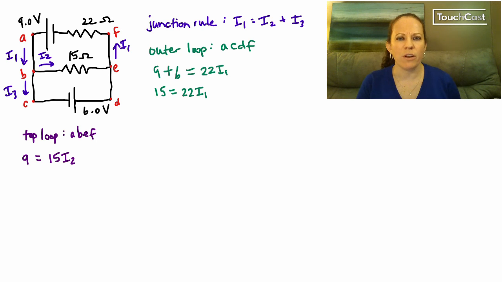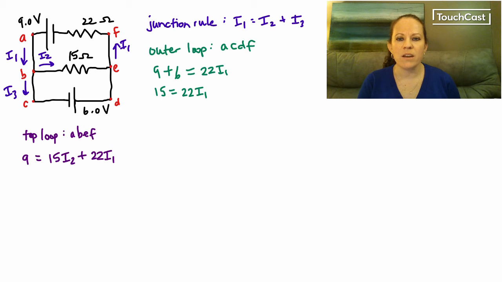Sorry, I forgot to mention earlier, that's Ohm's law, right? V equals IR. The potential equals current times resistance. And then we're going to have, again, I1 flowing through our 22 ohm resistor. So we can't do anything further with this just yet.